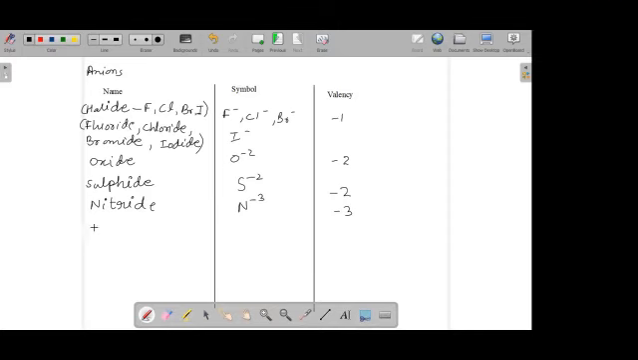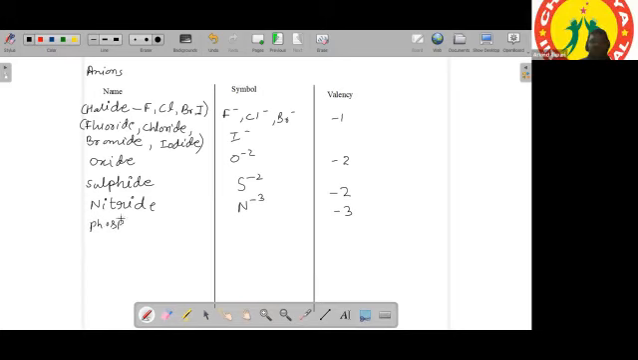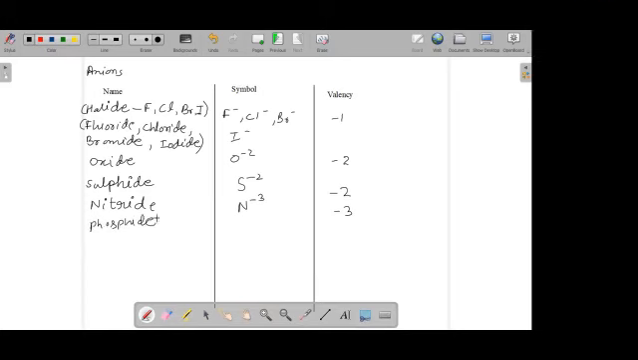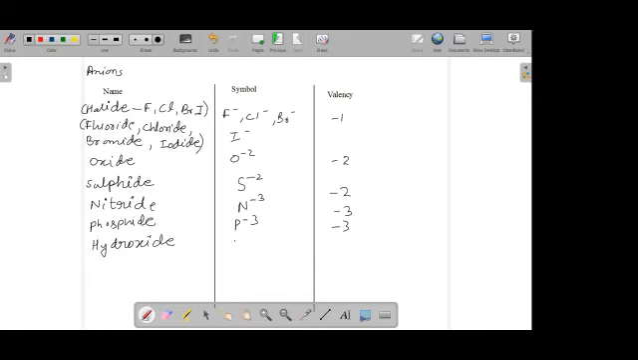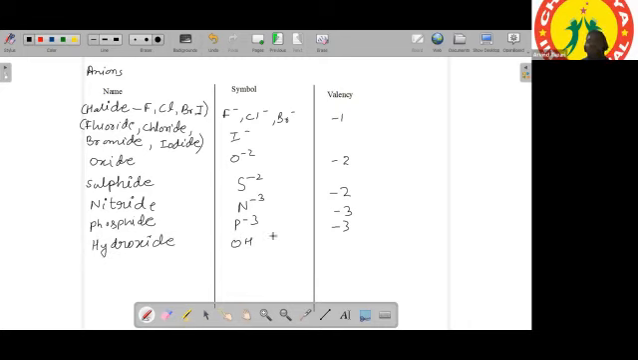Carbonate, sulfate. Okay. So now we move to the polyatomic ions. In the polyatomic ions, the very first you have is the hydroxide ion. Can you tell the symbol of hydroxide ion? Sir, OH, and its valency is -1. So OH has the valency -1. Hydroxide.